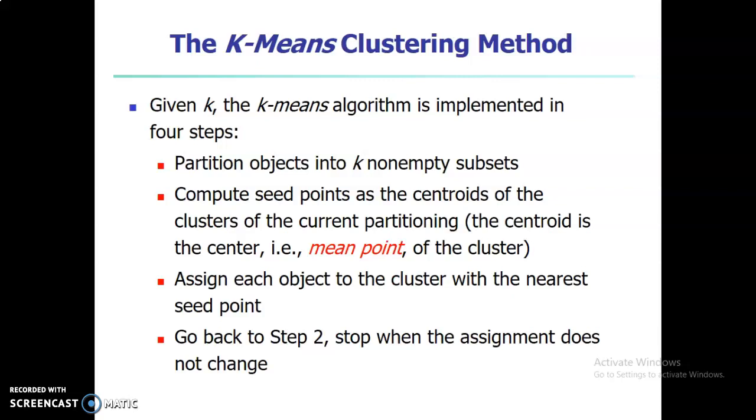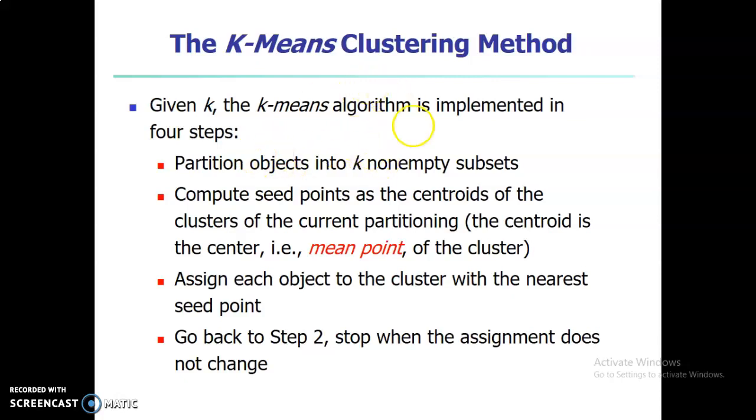How it works, let's see. Given K, the number of clusters that are required, the K-means algorithm works like this. The first thing we need to do is partition the objects into K non-empty subsets. So we will be provided with a data set, and we have to partition it into the number of clusters provided to us.